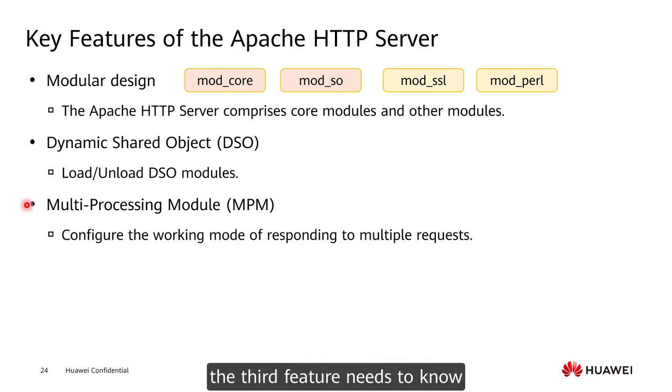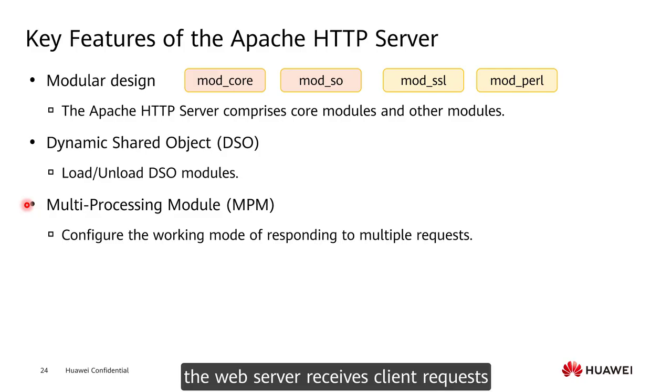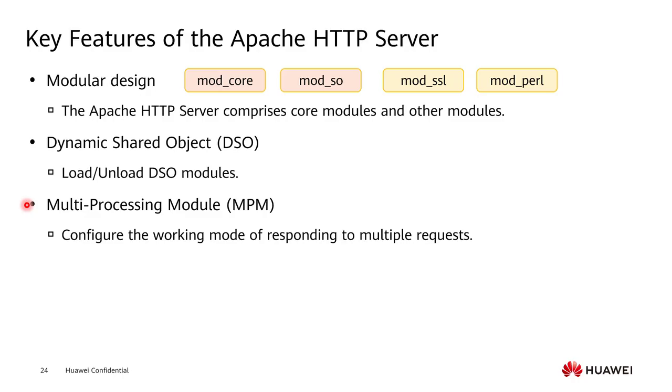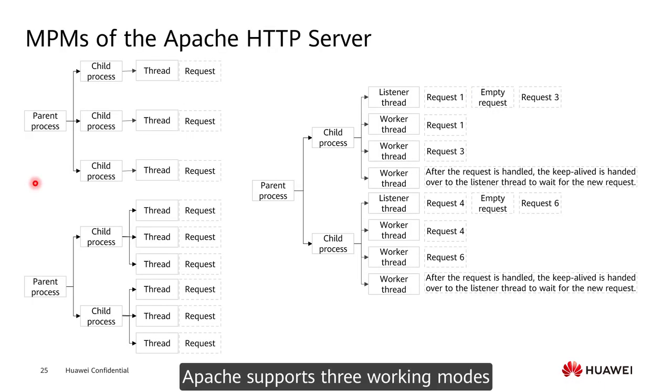And finally, the third feature you need to know is the Multiprocessing Module, MPM for short, which corresponds to the way the web server receives client requests we introduced earlier. With this feature, Apache supports the multiplexing multiprocess I/O mode. Apache supports three working modes.